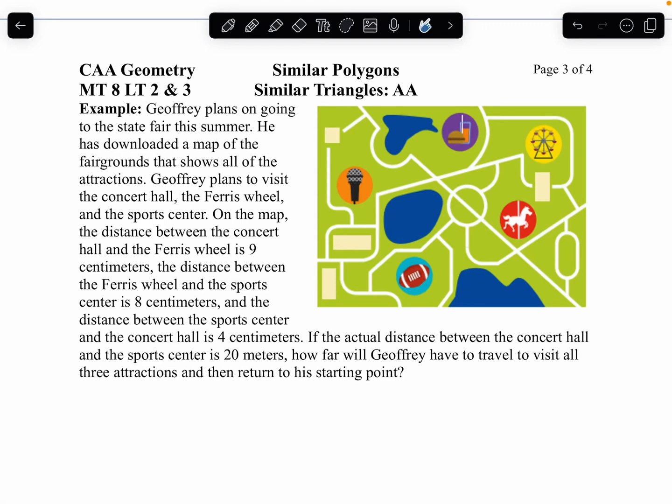Next example, Geoffrey plans on going to the state fair this summer. He has downloaded a map of the fairground that shows all the attractions. Geoffrey plans to visit the concert hall, the Ferris wheel, and the sports center. So, concert hall, Ferris wheel, sports center.